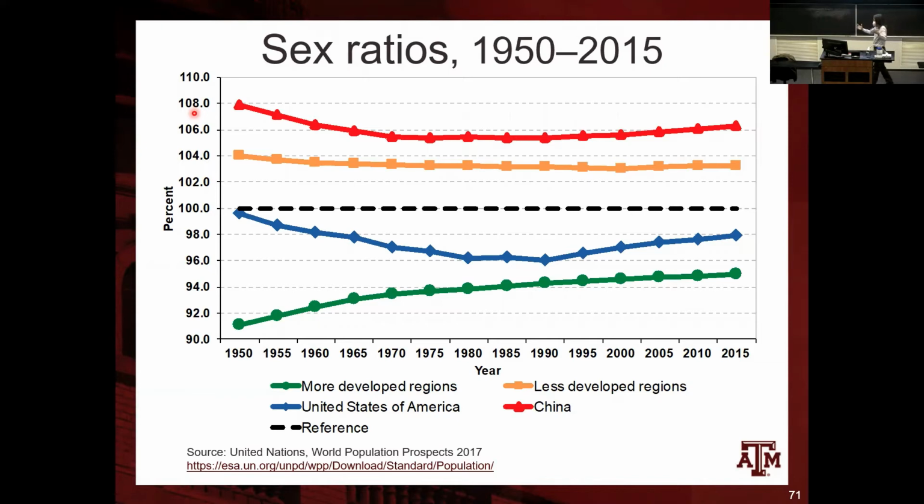Still, we have more men being born biologically. There are more baby boys being born than girls. And then that number should be around 105. If it's too different than that, there is something going on. In this case here, preference for sons, less resources to daughters.